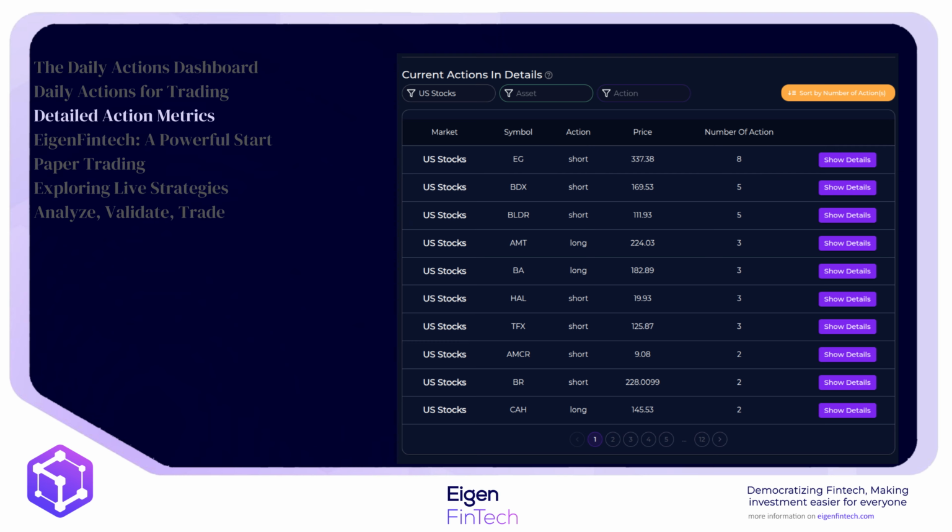So, how do you use this information to make trading decisions? Let's focus on that key metric, the number of action. Think of this number as a confidence score from our analysis engine. A higher number indicates a stronger signal or tendency towards the suggested direction. For example, on the screen, the stock EGI has a number of action of 8 for a short position, which suggests a strong signal. Conversely, a lower number suggests a weaker signal. This makes the Daily Actions page a powerful first step. When you find a signal that looks promising, your next move is to click Show Details to investigate the why behind the suggestion.